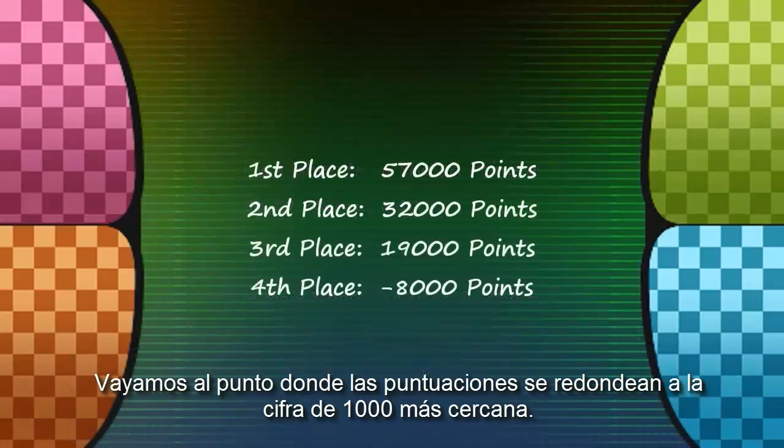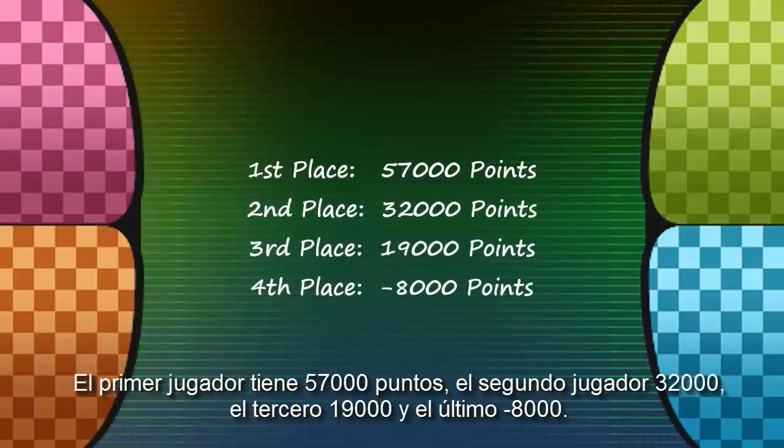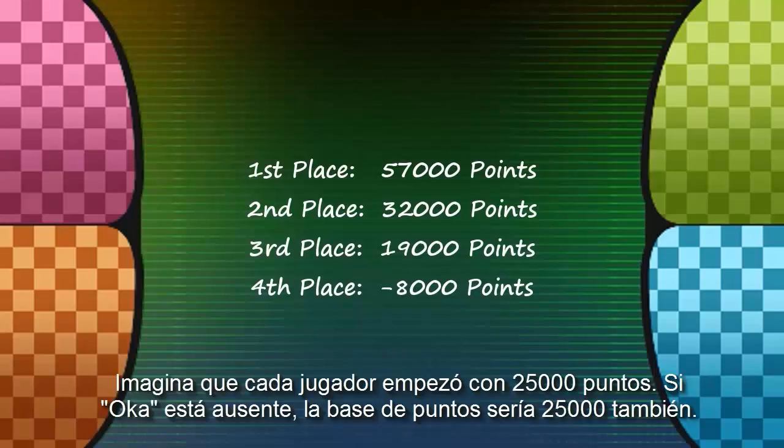Let's skip to the part where everyone's points have been rounded to the nearest thousand. First place has 57,000 points. Second place has 32,000 points. Third place has 19,000 points. And fourth place has -8,000 points. Assume each player started with 25,000 points.